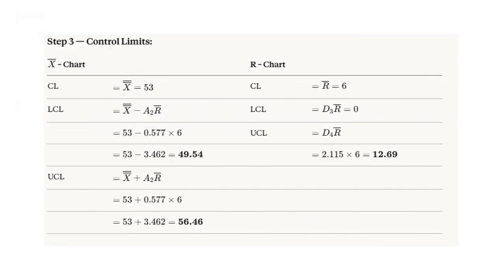So as we have seen the formula for the control charts, from the formula, the central line value is going to be equal to the grand mean, which is 53, and the lower control limit for the mean chart is going to be 49.54, and the upper control limit is going to be 56.46. Similarly, for the range chart, the central line is going to be the mean range, which is 6. The lower control limit is going to be 0, and the upper control limit is going to be 12.69.